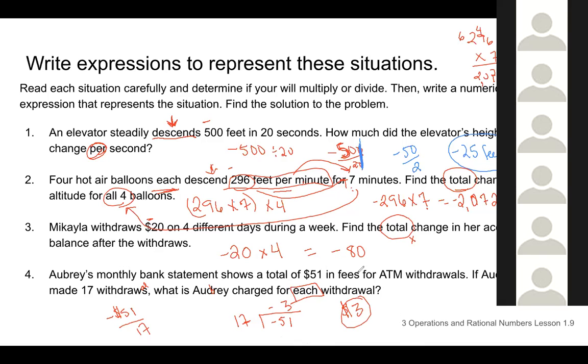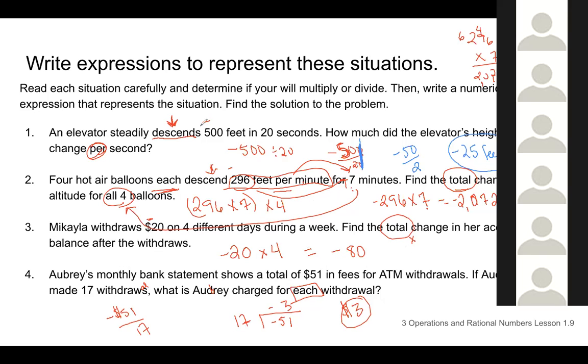God, that's taxing. Yeah. If he's getting charged $3 for every single withdrawal, he needs to be taking out more money at a time. Yeah, they taxing. That's way too much money per withdrawal.